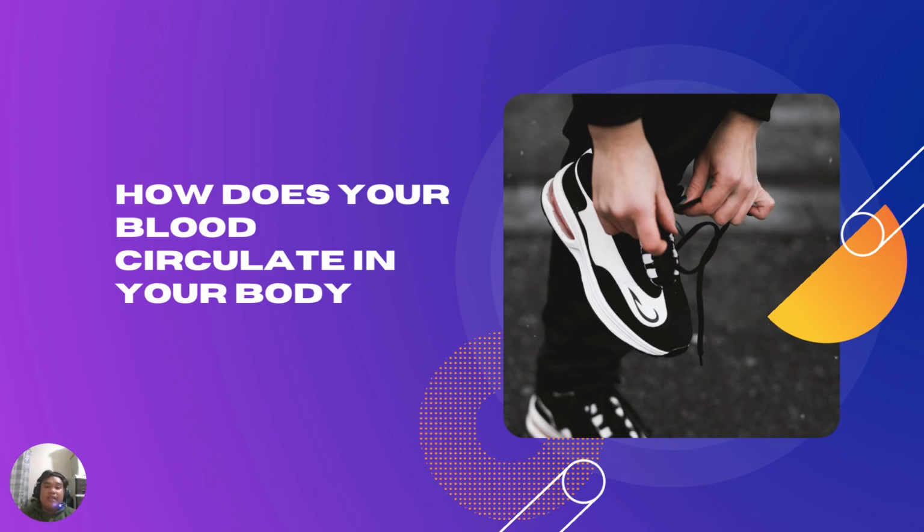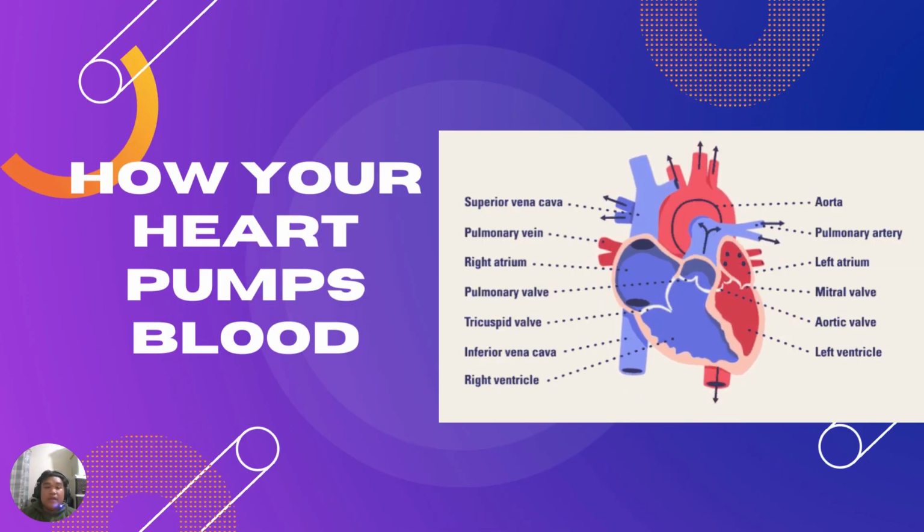The circulation of blood is a process in which blood is pumped to the body to provide oxygen and nutrients to the cells and tissues while removing waste products. The circulatory system is made of the heart, blood vessels, and blood. How does your heart pump blood?